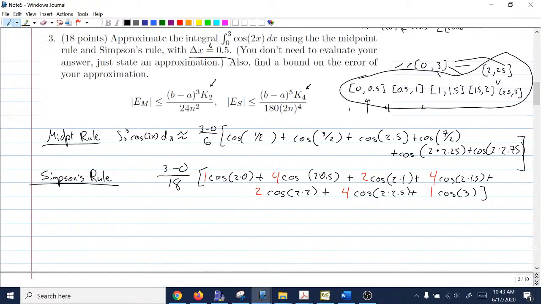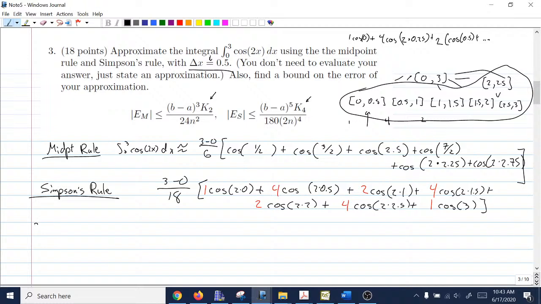This is a cosine. Cosine and sine are nice because their derivatives are sines and cosines, which are easy to bound. F is cosine 2x. F prime is negative 2 sine 2x. F double prime is negative 4 cosine 2x. F triple prime is 8 sine 2x. The quadruple prime is 16 cosine 2x.